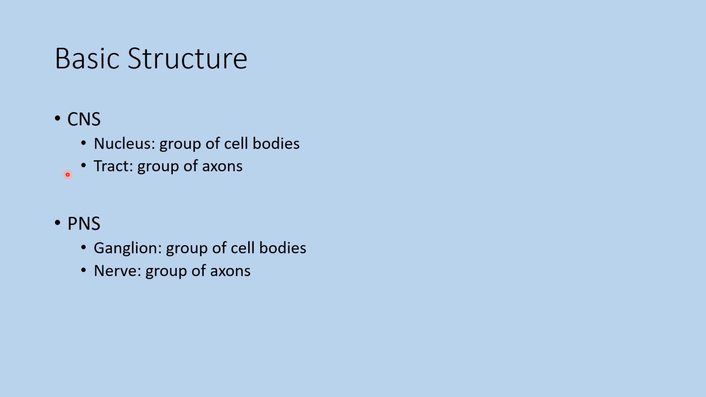Now, when we talk about a group of cell bodies or a group of axons in the peripheral nervous system, we're going to use a different term, and this is to distinguish between the CNS and the PNS. PNS, peripheral nervous system. When you have a group of cell bodies here, we call it a ganglion. And when you have a group of axons, we call it a nerve. So we have spinal nerves, cranial nerves, etc. But it's not talking about an individual nerve, it's talking about a group of axons.